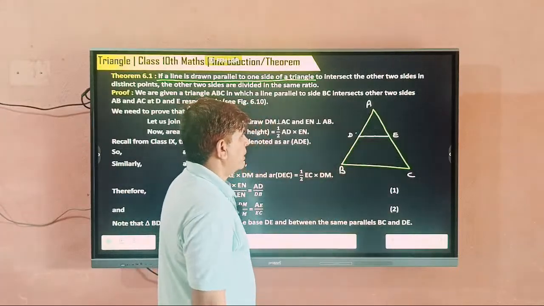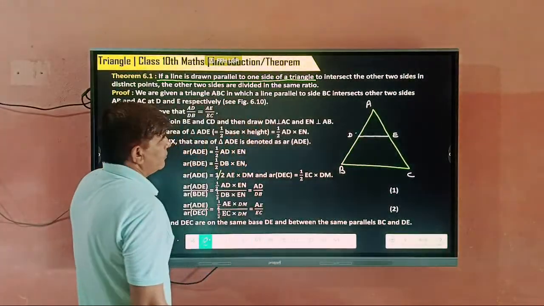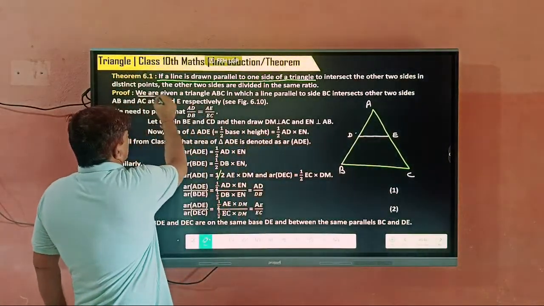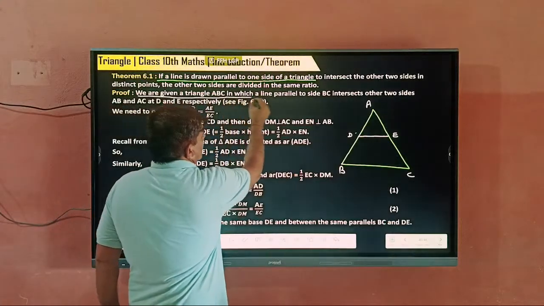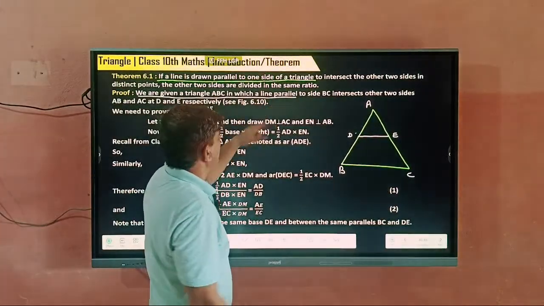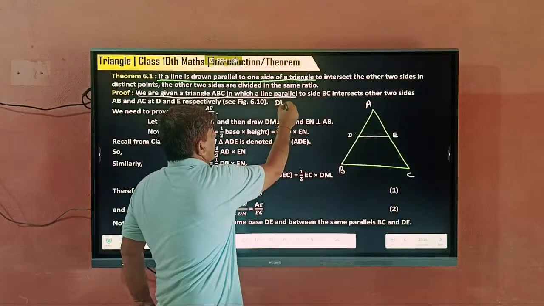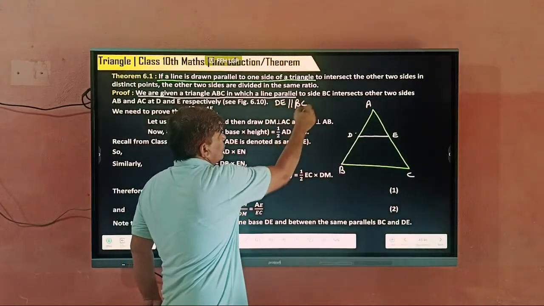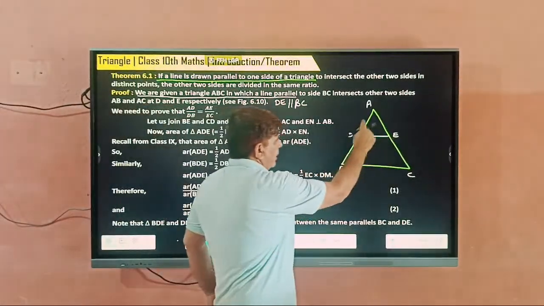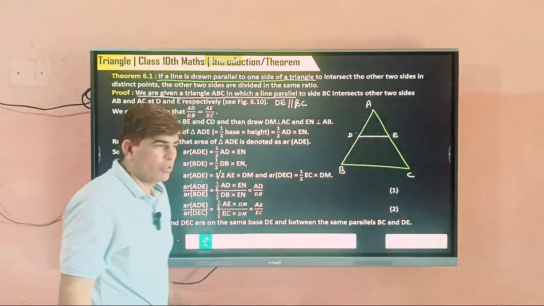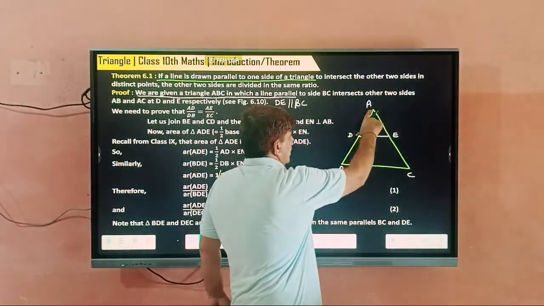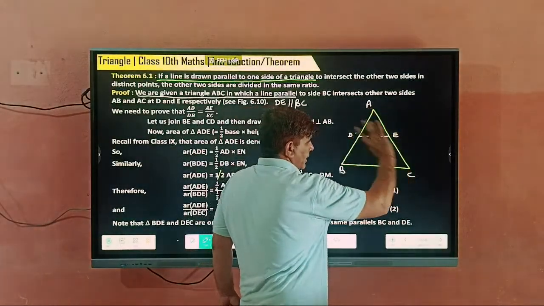Understood? So we have to prove. What is given? In triangle ABC, we are given a line DE parallel to BC, which intersects AB at D and AC at E. Understood this? And what do we need to prove? We have to prove AD by DB equals AE by AC.